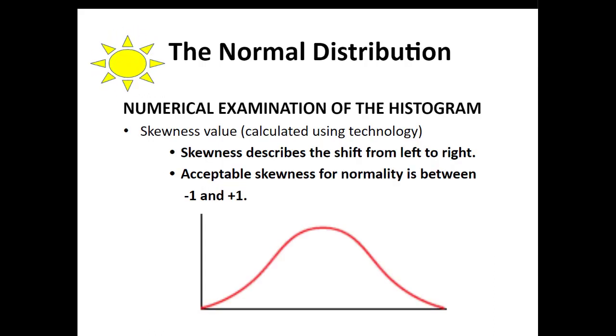The other numerical examination we'd like to do is looking at this thing called a skewness value. And you don't have to calculate the skewness value. It's usually calculated using technology. The skewness value numerically describes that shift from left to right. Okay, the same thing as when we're looking at it, it gives a number that quantifies that shift. In order for a distribution to be considered normal, that skewness value has to be between -1 and +1.